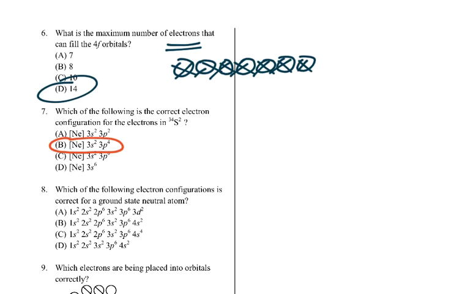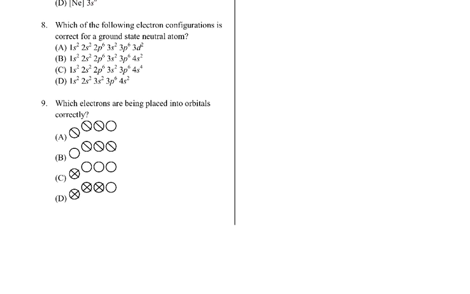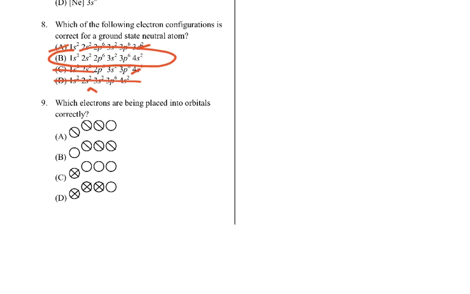Okay, number 8. Which of the following electron configurations is correct for a ground state neutral atom? So who's following the rules? Who is missing something? Let's think about it. 1s2, 2s2, 2p6, 3s2, 3p6 should go to 4s, so that's wrong. 1s2, 2s2, 2p6, 3s2, 3p6, 4s2, that sounds great. Let's check the others. 1s2, 2s2, 2p6, 3s2, 3p6, 4s4. There's no way you can have 4 in the s's. And in 1s2, 2s2, it should have been 2p6, which is missing there. So that one's not the answer. So it has to be answer B.